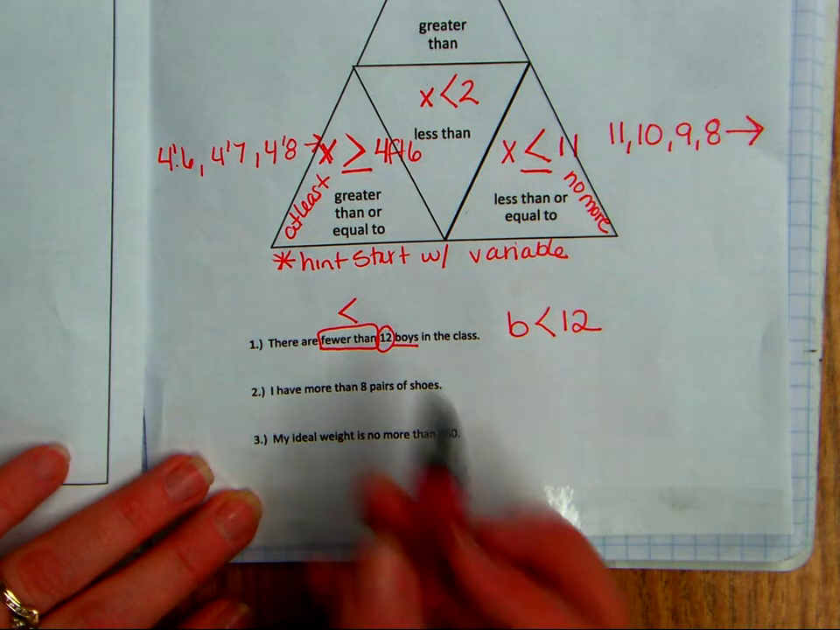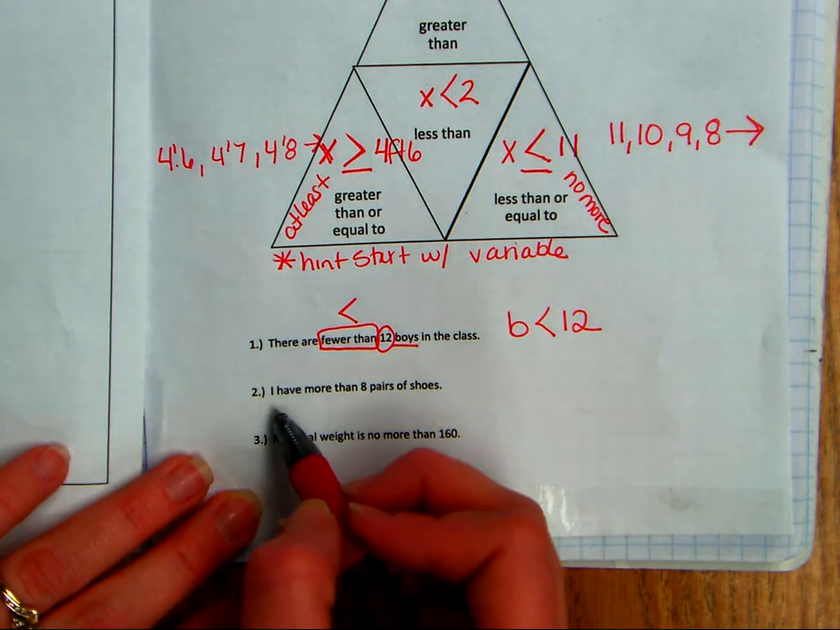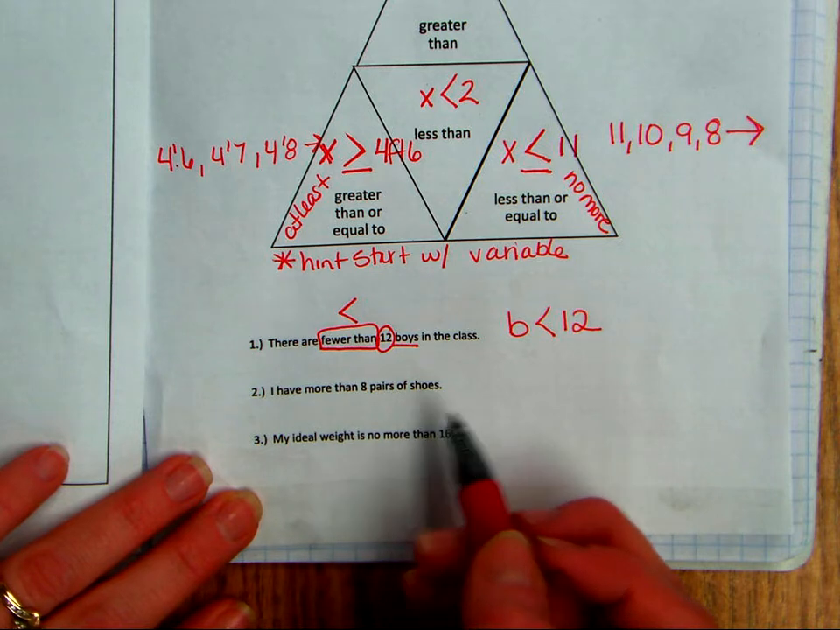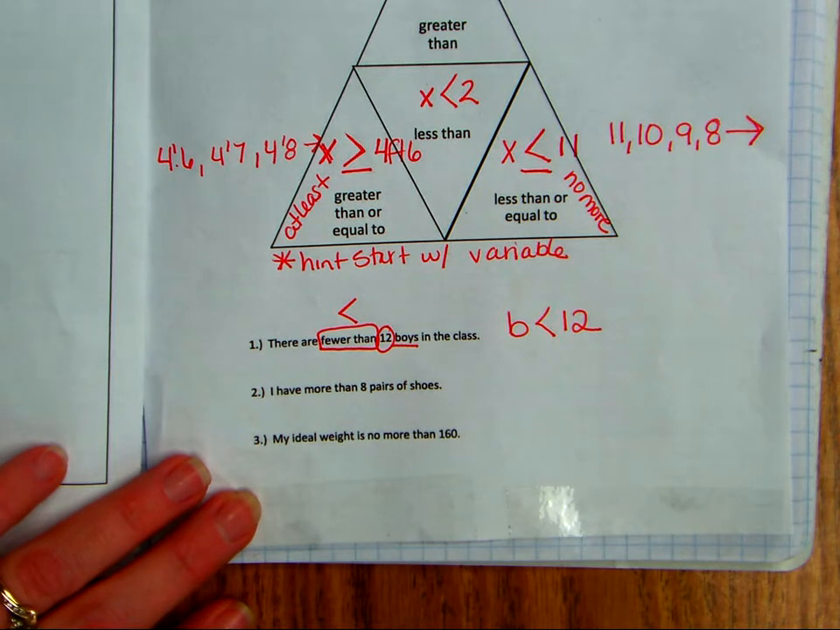The next one, let's see if we have any key words. I have more than 8 pairs of shoes. I have way more than 8 pairs of shoes, just saying. But we don't know how many shoes I have. Noah doesn't even know how many pairs of shoes I have. It's just a lot. But it is definitely more than 8 pairs.